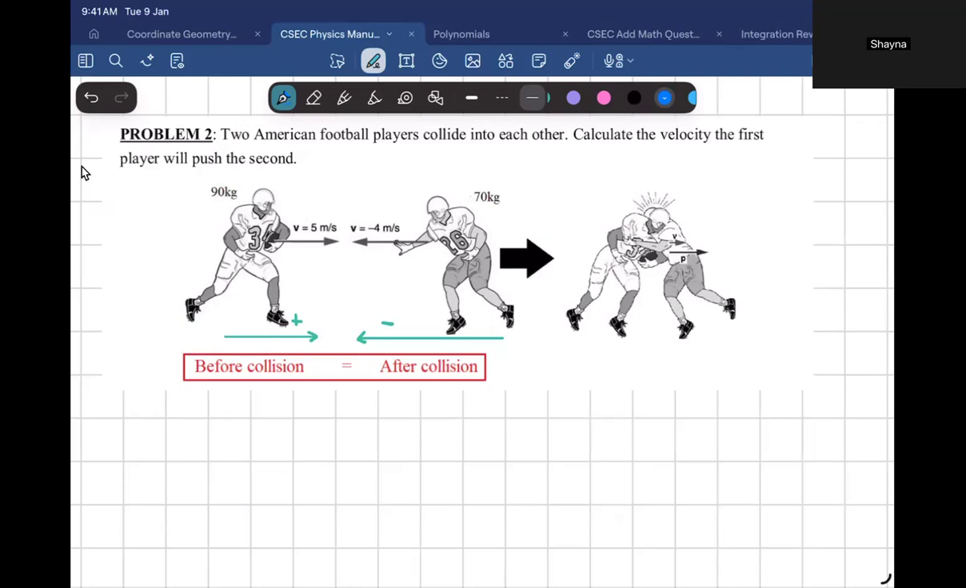In the second line, initial momentum equals final momentum, and we have 90 kg times 5, plus 70 kg by minus 1. And what would that be equal to? Equal to the 90 plus the 70, so 160 x.